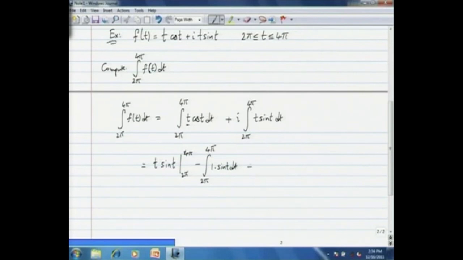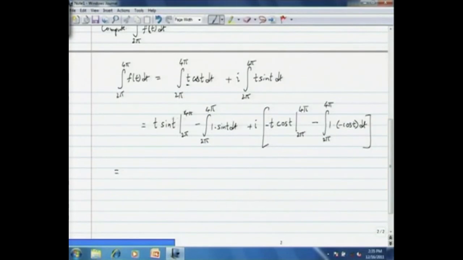That is for the real part, plus i times the imaginary part. The integration of the imaginary part is once again by using integration by parts. So, the integration of t sin t is t times negative cosine t, which is the integral of sin t. So, you have minus t cosine t between the limits 2 pi and 4 pi minus the integration of the differentiation of t, which is 1, and the integration of sin t, which is minus cosine t, dt, between 2 pi and 4 pi.